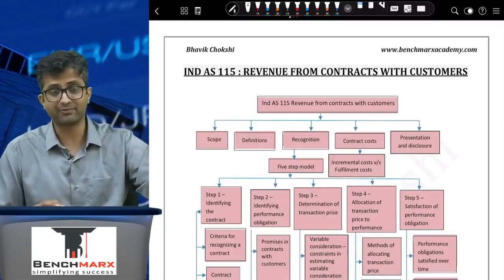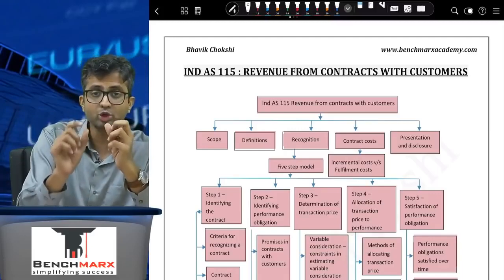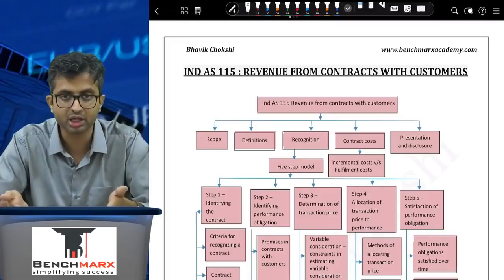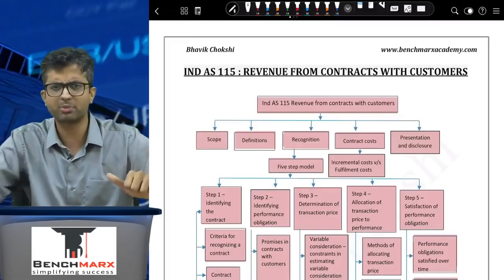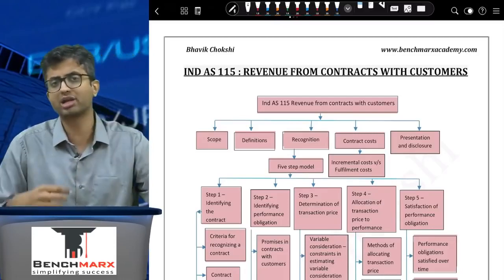After that, you go to step 5, which is a revenue recognition step. Within this step, you will have to recognize revenue. Well, revenue is recognized when control is transferred. Control for each performance obligation is transferred, which can be transferred either over time or at a point of time.